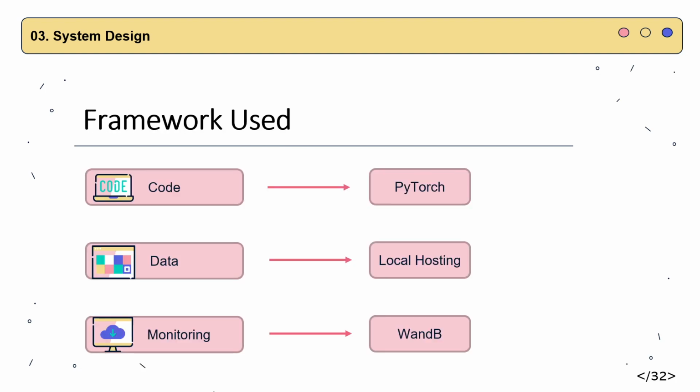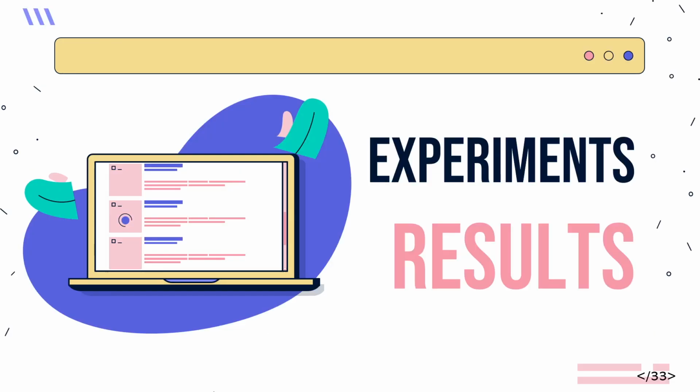The framework used for this project is as follows. For the code portion, we designed the whole framework in PyTorch for its ease of customizability. For data warehousing, as Wikitext and GigaWord are not too big, we can use a local hosting service to host our data. And we use the Weights and Biases monitoring framework to monitor our experiments efficiently.